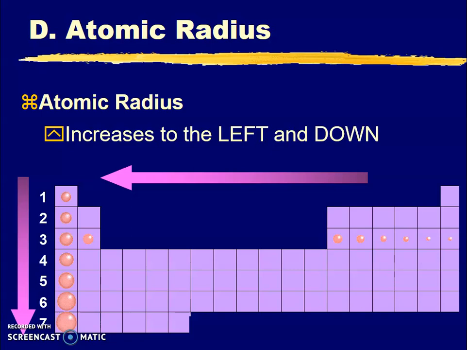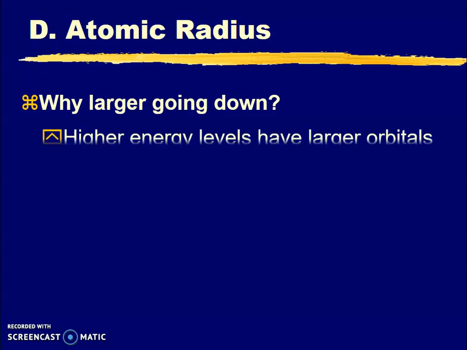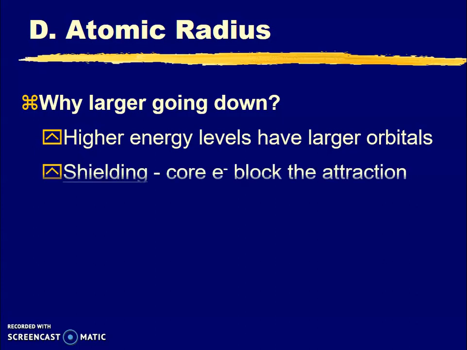So why is that? Why do they get larger as you move down the periodic table, as you go down the periods? This is because they possess higher energy levels. Basically, they possess more electrons. As you have more electrons, you have more energy levels for those electrons to reside in, and they have to get bigger as you go out.